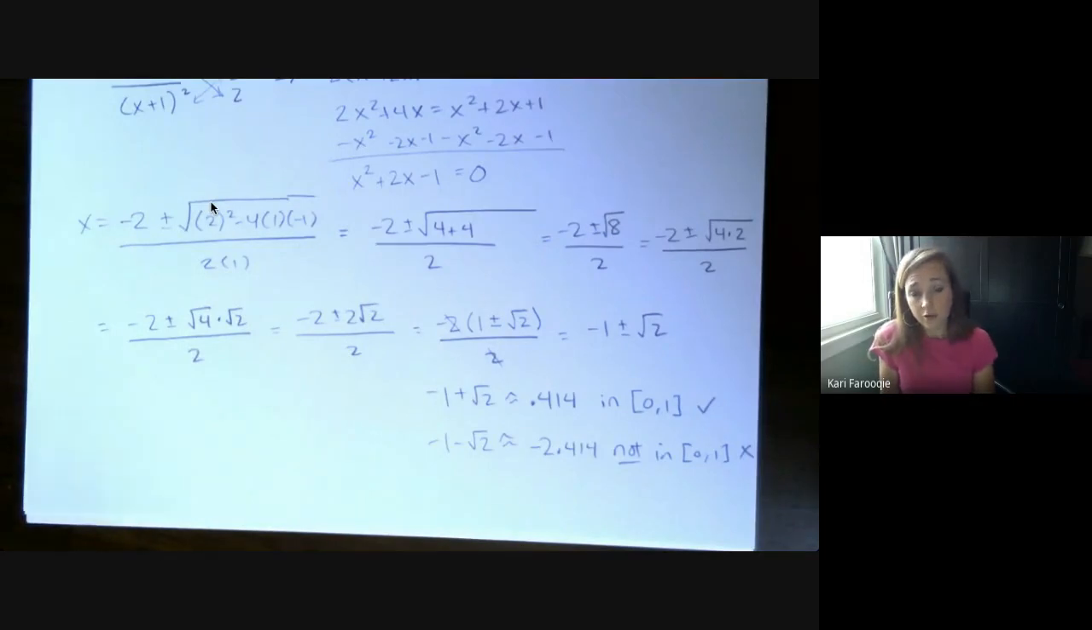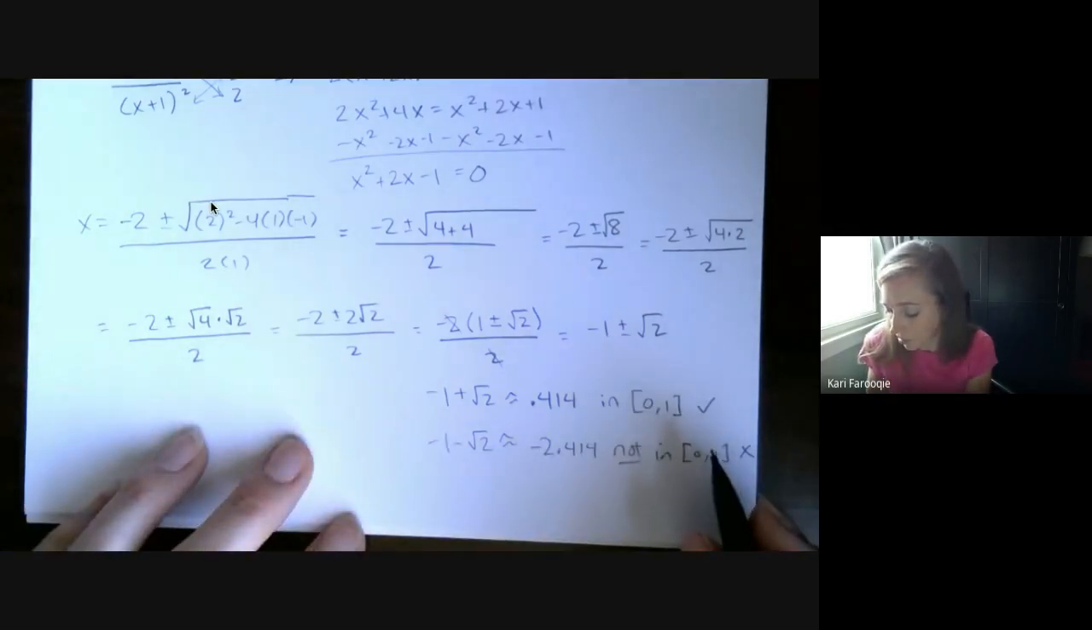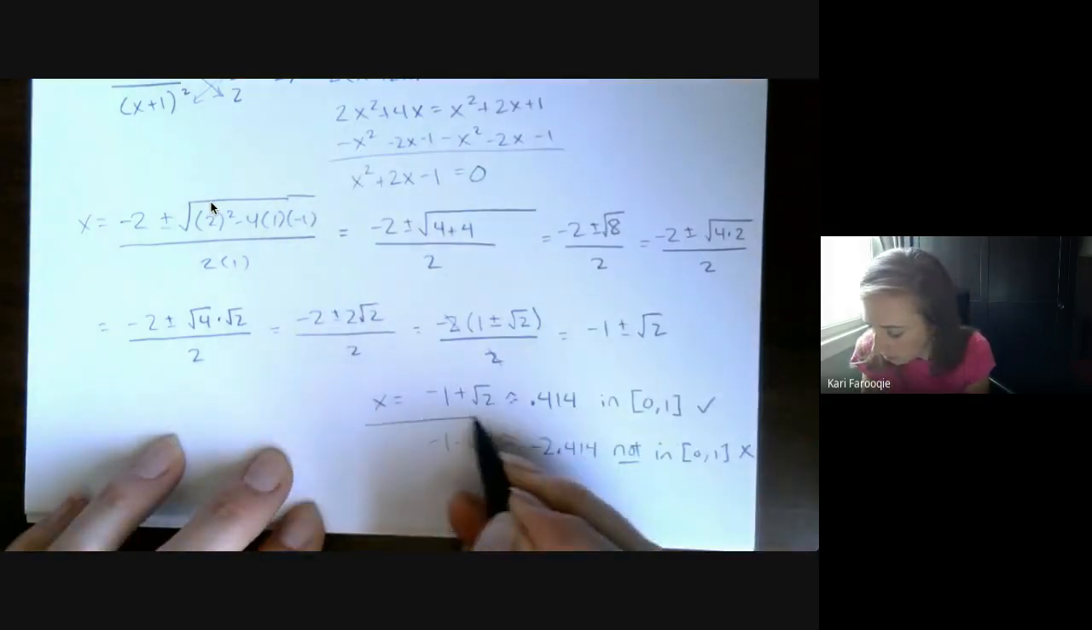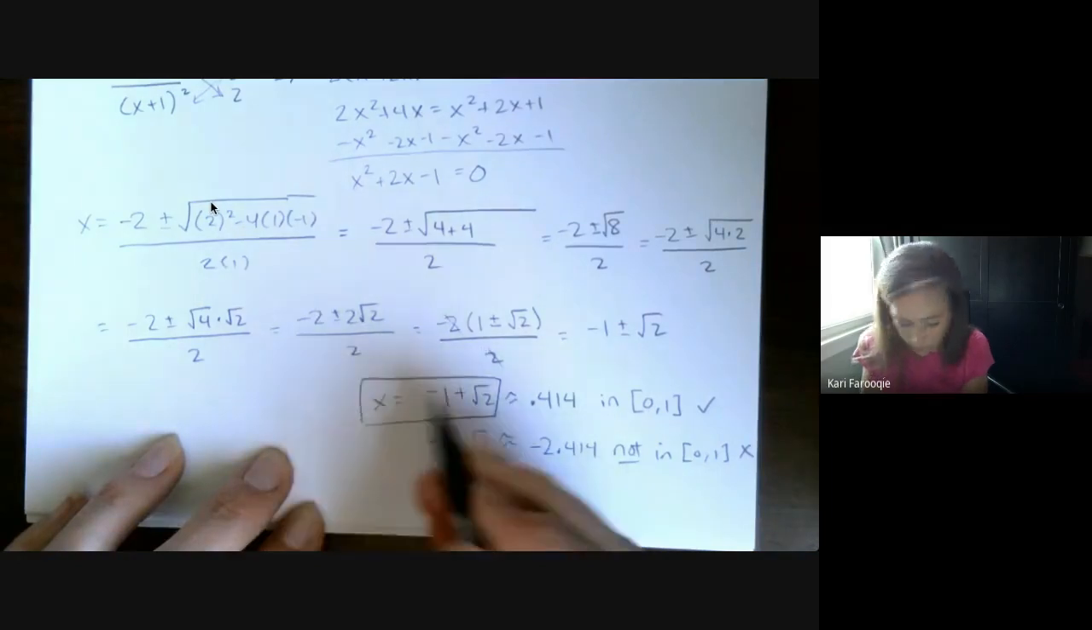So you have one x value for which the slope of your tangent line at that point would be the same as the slope of the line from A to B. So the answer here would officially be x equals negative 1 plus the square root of 2.